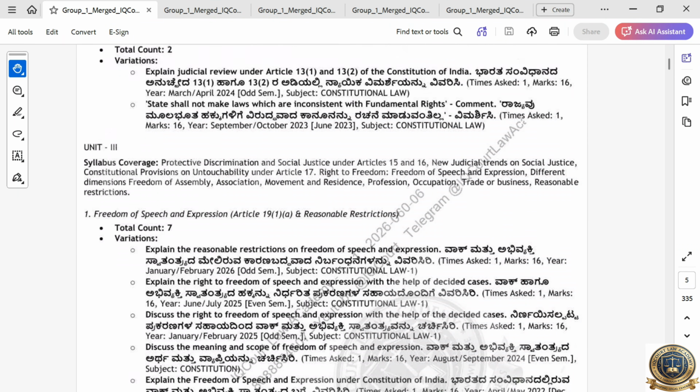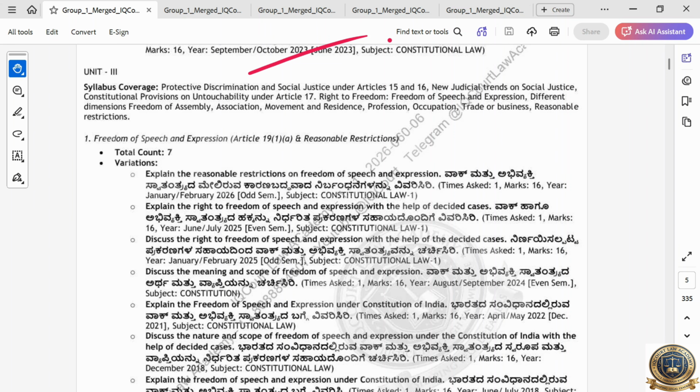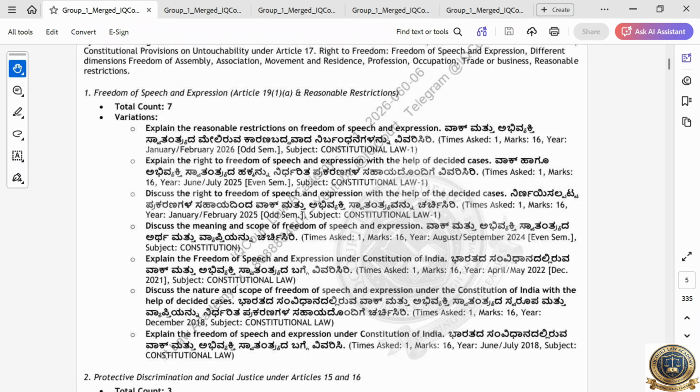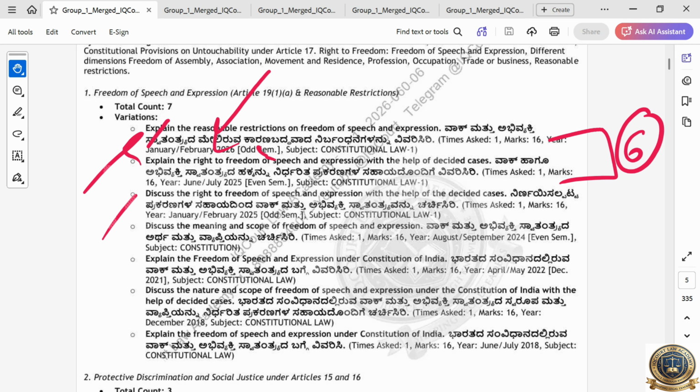Then unit 3. In unit 3, this is the syllabus. According to our analysis, it came 7 times. This is very, very important. Almost 98%, you will get this question. Very, very important question. See, all our materials were updated on 26 January, just 5 months before this question was asked. Again they have asked, just 6 months before. The same question is repeatedly coming, January 26, same question.